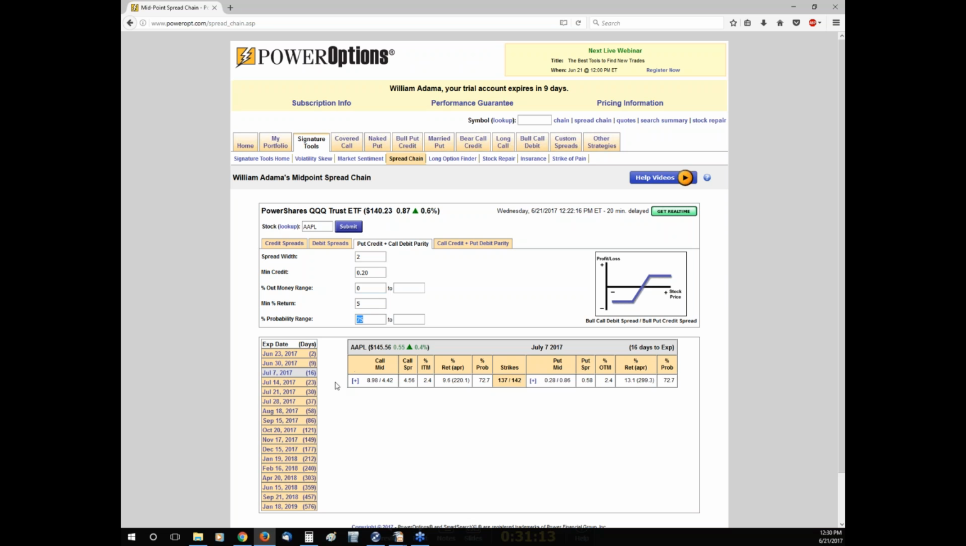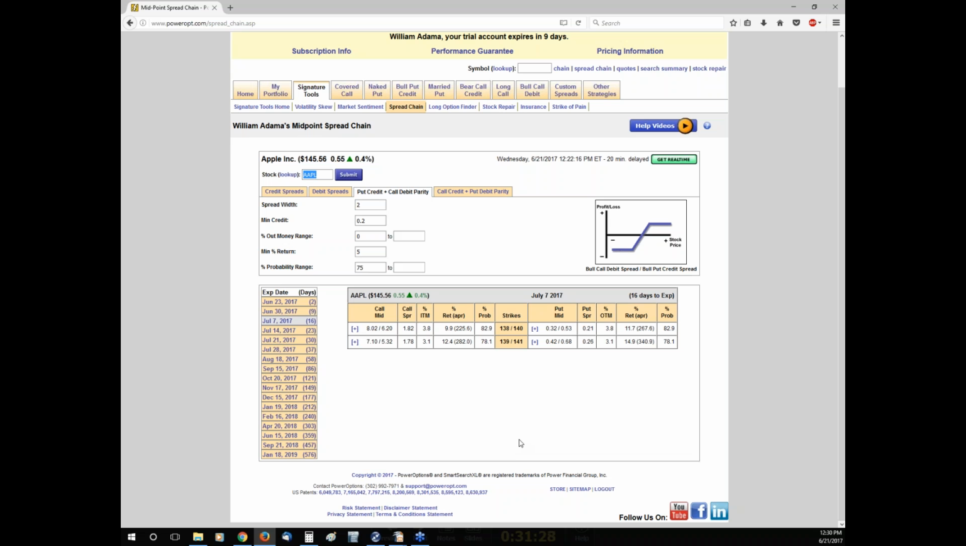Here, one stock at a time, we'll go to July 7th. I only want to see bull put credit spreads that offer 75% probability, 5% return, 20 cent net credit on 2-point strike differences. Okay, so let's go ahead and submit that. There's only 2.